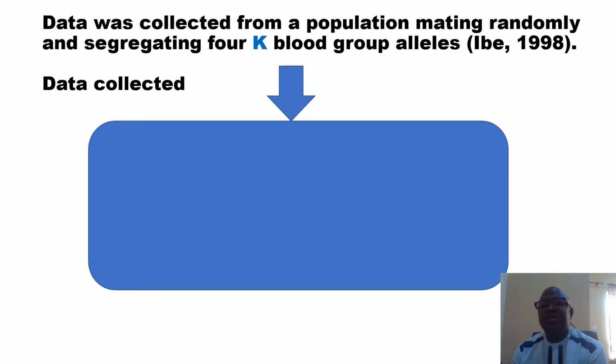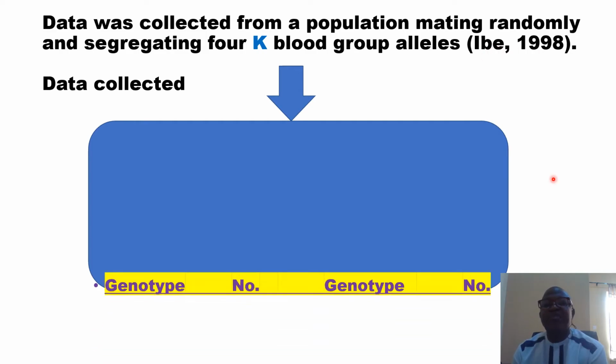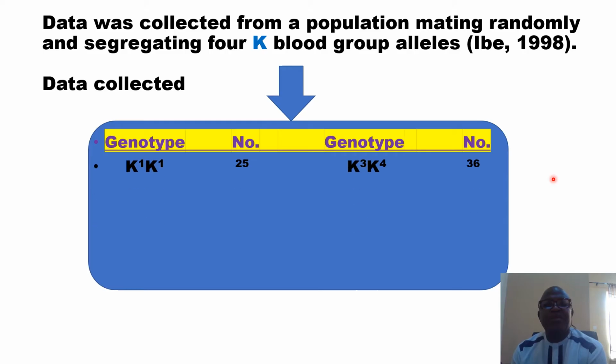So the data that is coming up was collected from a population. It was found to be mating randomly and segregating four K blood group alleles. This data was obtained from the work by Ebi in 1988. So this is the genotype and the number. Those with K1K1 genotype were 25. Those with K3K4 were 36. Those with K1K3 were 40. K2K3, 15. Those with K2K4, 10. K2K2, 8.